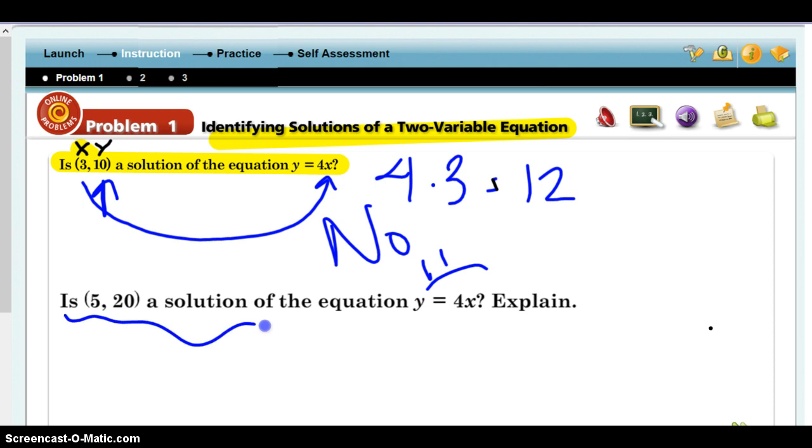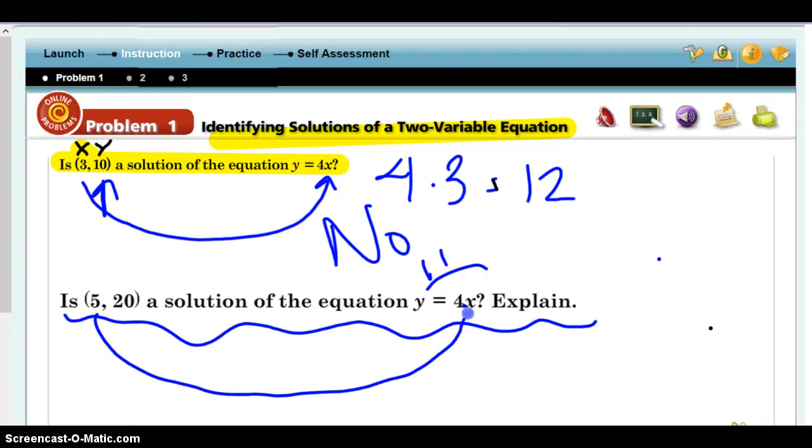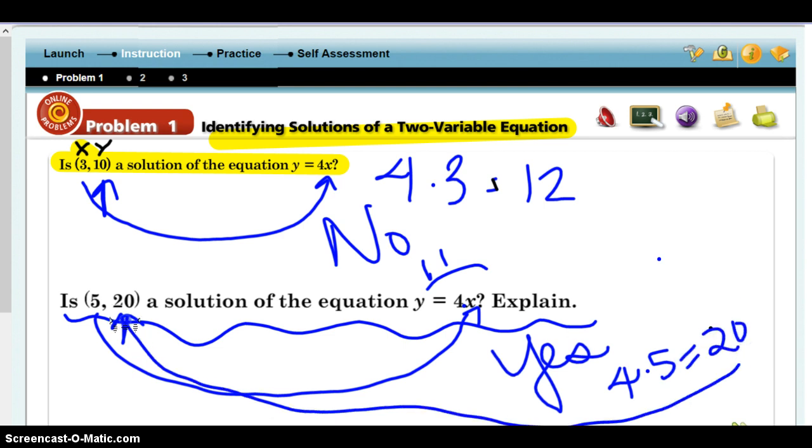How about this one? You can write this one down if you want to. Is (5, 20) a solution of that same equation? Well, this right here means 4 x's, 4 times. If there's no symbol in there, it means times. So 4 times 5, we're going to fill that in. 4 times 5, does that give me 20? Yes. So my explanation is, yes, it works because 4 times 5 equals 20, and that's what this said. All right, so you're going to do some of those today. It's really important. Can you figure out if an ordered pair fits on a line or fits into your equation?